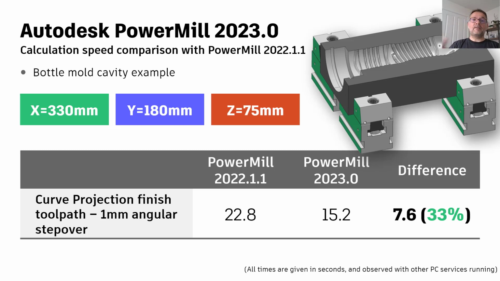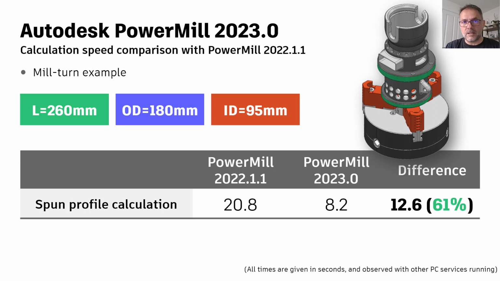Scale that up to a very large complex part. If you're seeing a 20 to 30% saving, that's potentially saving you 1 day a week in terms of CAM programming time. So these are huge savings. Our next example of speed ups considers the spun profile calculation that I mentioned earlier on. And you can see the component that we're considering here. This is a large revolved component, but it's not perfectly cylindrical.